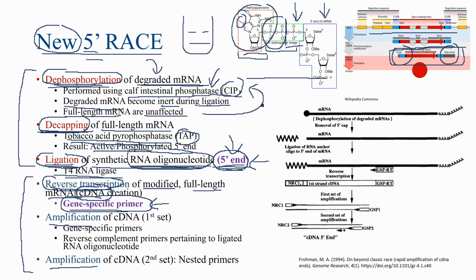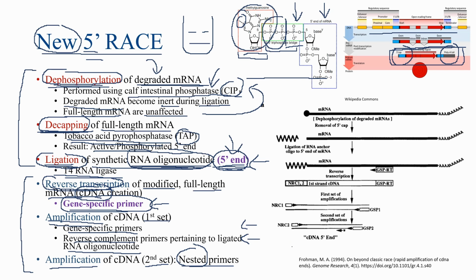And to perform the reverse transcription, you will utilize a gene-specific primer. After performing reverse transcription, you will amplify the cDNA through a first set of amplification using gene-specific primers and reverse complement primers pertaining to the ligated RNA oligonucleotide. In the second set of amplification, you will use nested primers that also include the gene-specific primers as well as reverse complement primers pertaining to the ligated RNA oligonucleotide, except in this case, these are nested primers, so they are more internal.